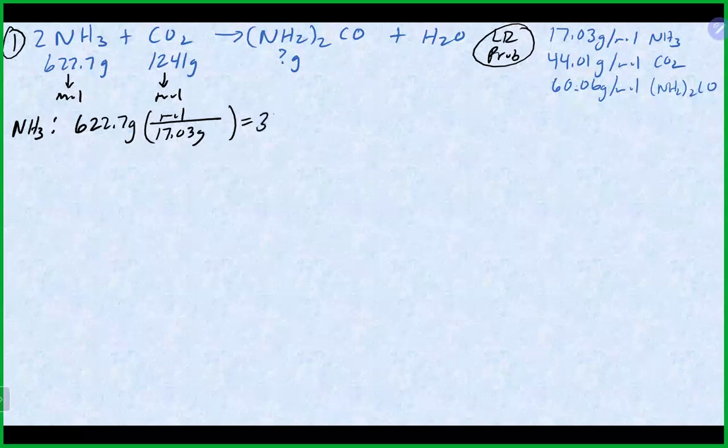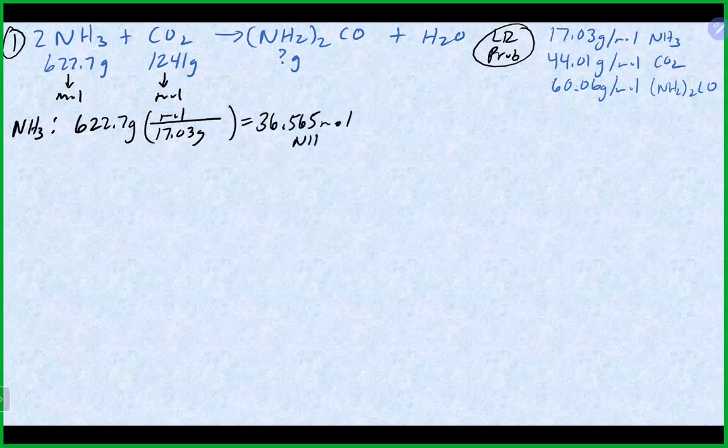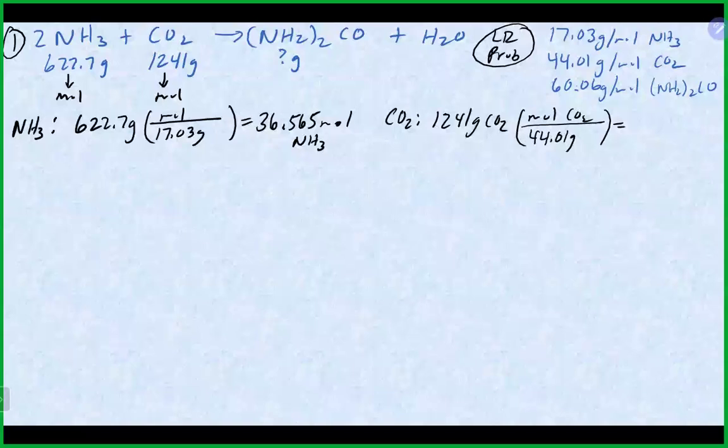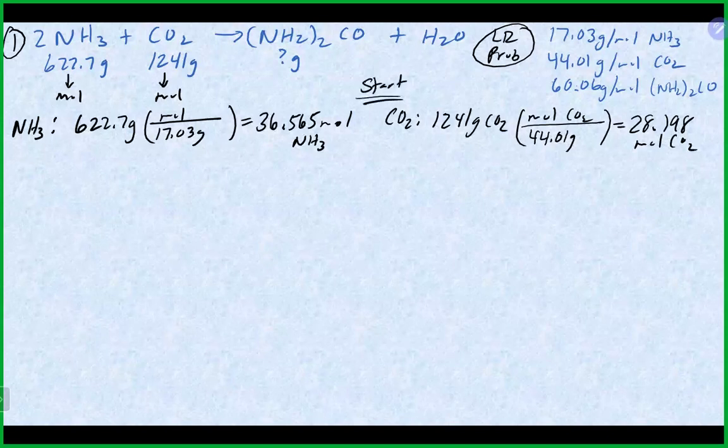We're going to end up with 36.565 moles of NH3. We'll do a similar calculation here for the CO2. We got 1,241 grams of it. We will use the molar mass there. Again, if it was not provided for you, you would need to go to the periodic table and calculate it yourself, which is also very common. What you have to do in these type of problems, they're usually not given to you. That would give you 28.198 moles of CO2. Remember, again, this is basically your starting amount.